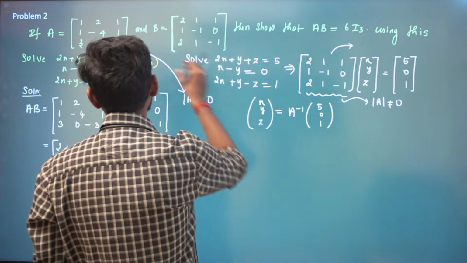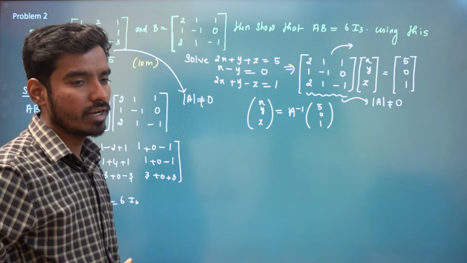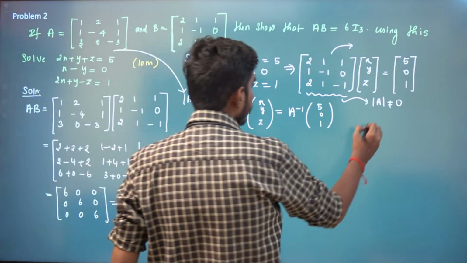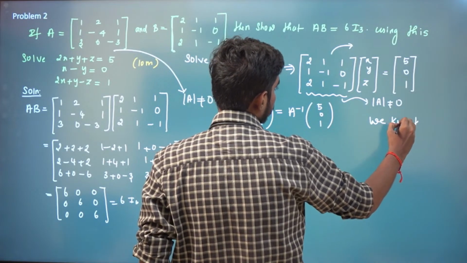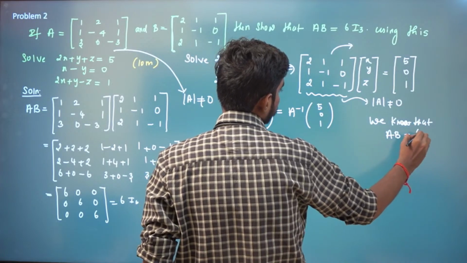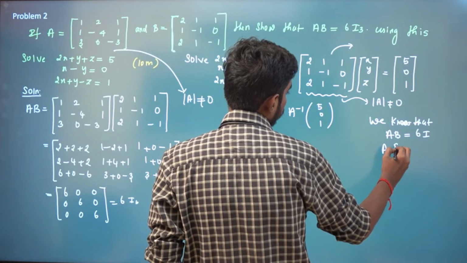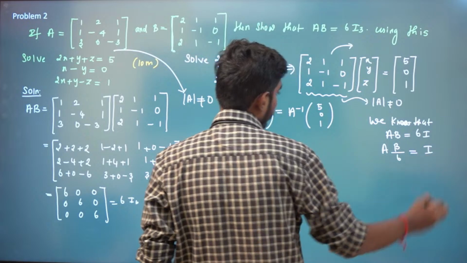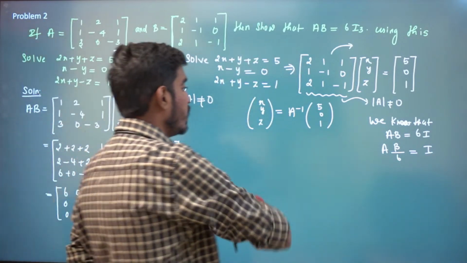Now we have to find the inverse of A. It will take some time. A inverse is 1 by determinant of A into adjoint of A. But you don't need to do that because we know that AB is equal to 6 times I. And I write this as A into B by 6 is equal to I, right? Now what we'll do is we will pre-multiply by A inverse.